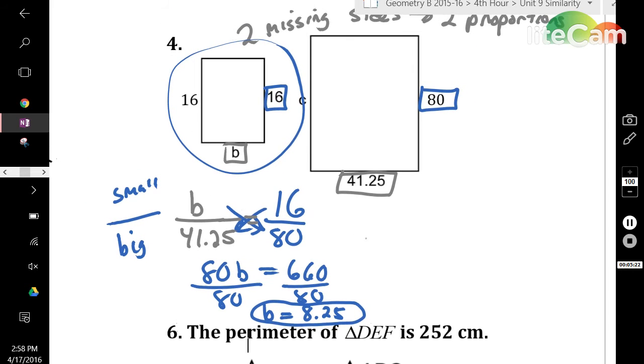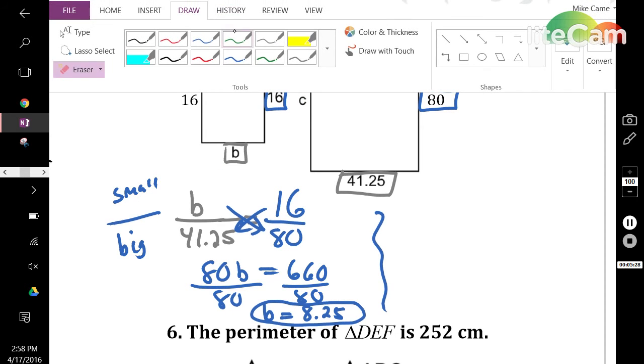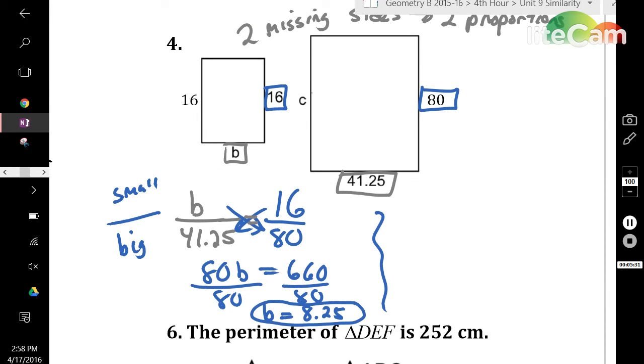Now the second side length, C, kind of drawn over it. I'll erase this circle so you can see it. C is right there. C is corresponding to 16. C over 16. And you can use the same ratios as before with a 16 and an 80. But notice how I put the C value on top, the numerator. That's big over small. So it's actually going to be 80 over 16 now, because I put big on top now instead of the small.